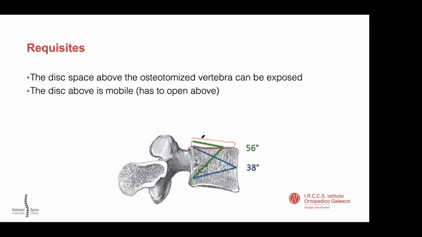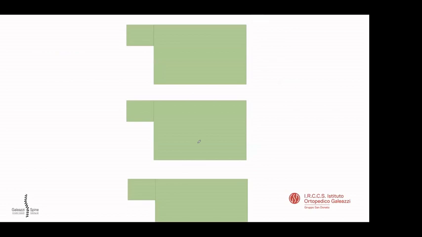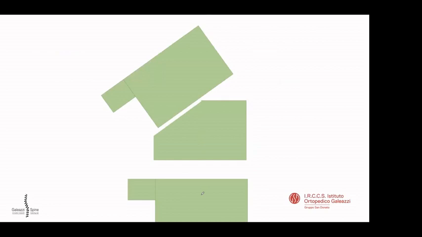And the second thing is that you can get exposure to this disc from posterior, that you can easily access it to remove the disc and include it in the osteotomy. Here is the concept. Here you have 3 consecutive vertebrae. You remove the corner and you make the magic, closing posteriorly and opening anteriorly.